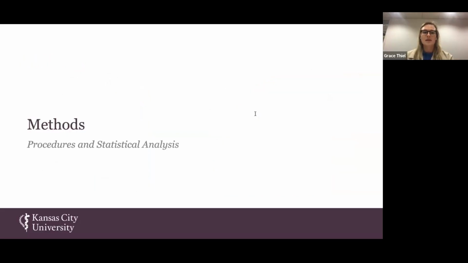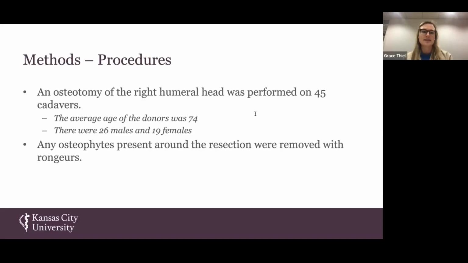Right. So moving on to the methods of the study. We performed an osteotomy of the right humeral head on 45 cadavers. And we chose to just do this on the right because we were not able to have complete knowledge of if the donors were either right or left-handed. So we wanted to help eliminate this and only look at one side, regardless of handedness.